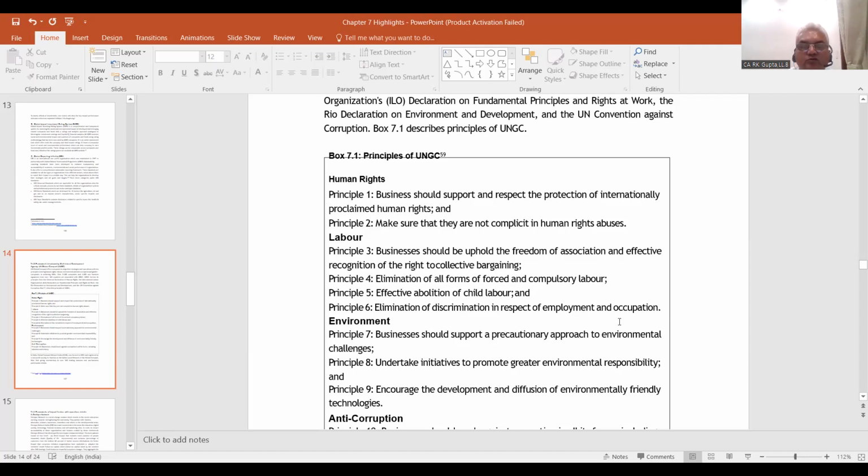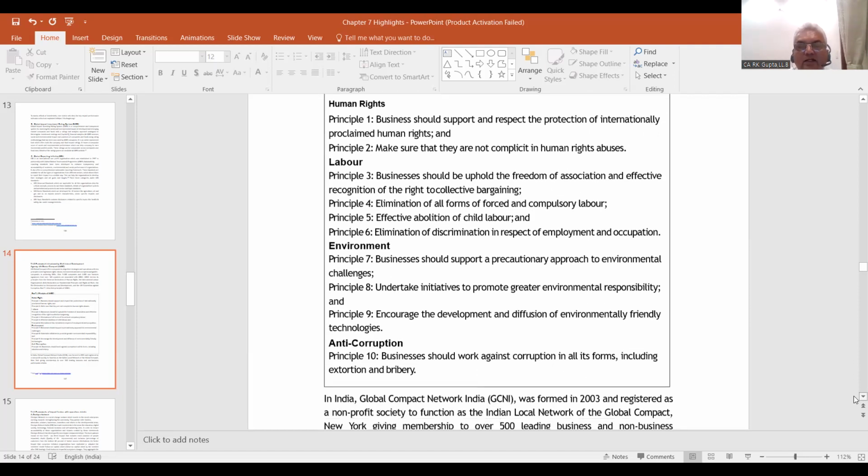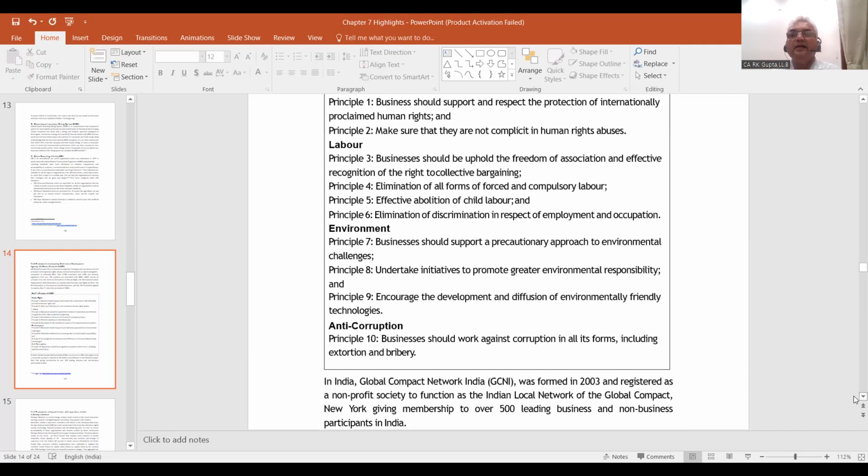फिर environment से related कुछ principles हैं. Business should support a precautionary approach to environmental challenges. Then undertake initiatives to promote greater environmental responsibility and encourage the development and diffusion of environmentally friendly technologies.